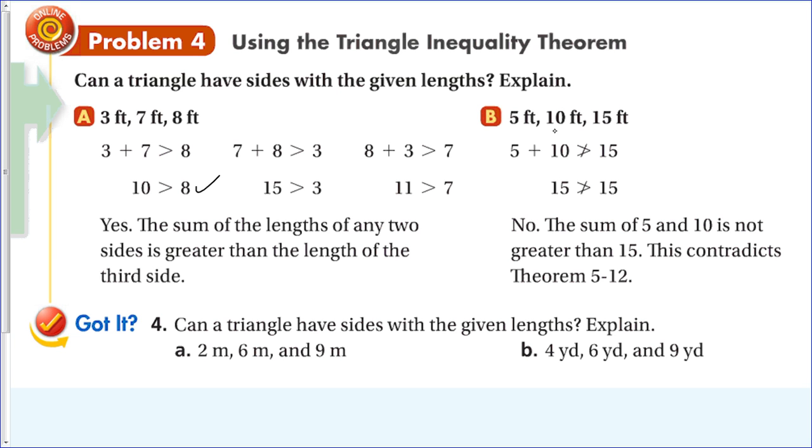Like here, 5 and 10 are the 2 smallest. 5 and 10, is that greater than 15? No, it equals 15. So this will not make a triangle.